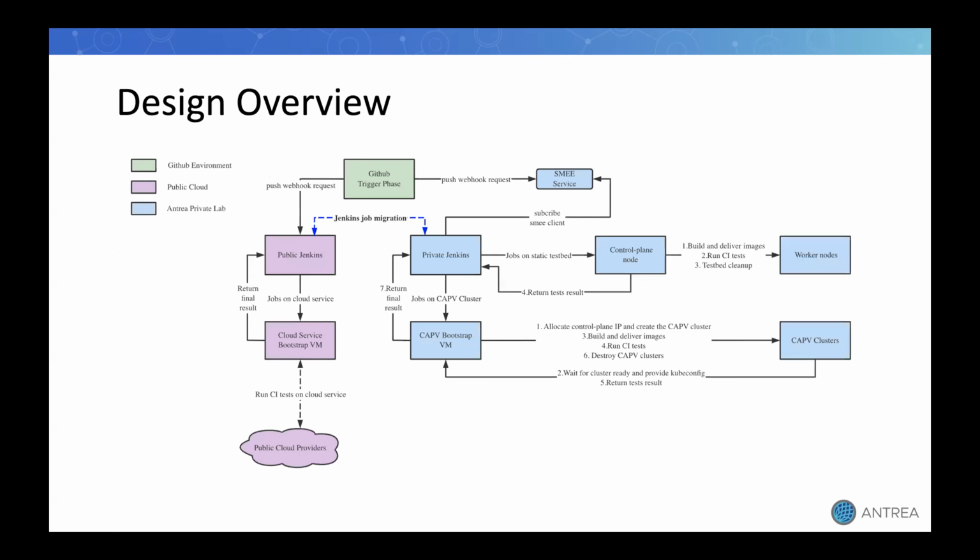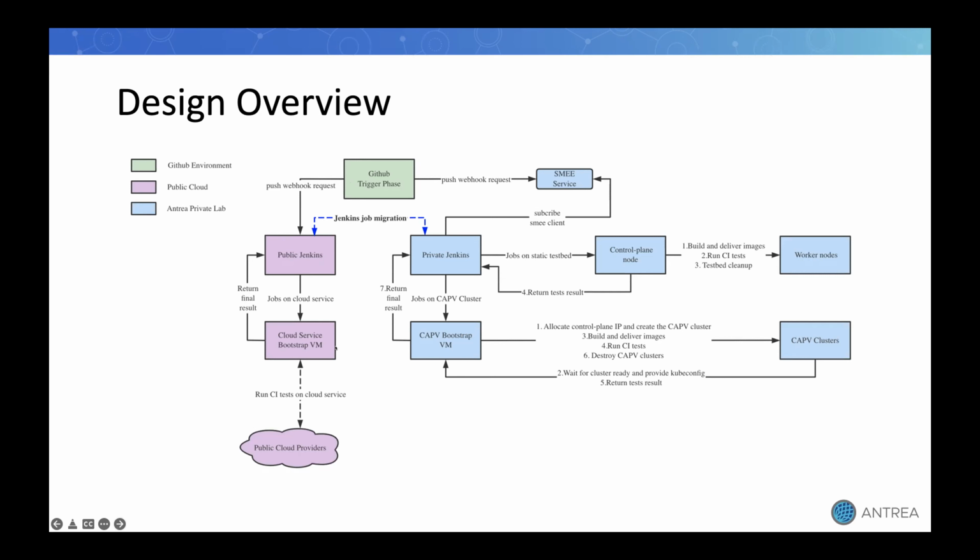Okay, so let's move to the design overview. From this diagram, you can see both the CI workflow and our CI testbed situation. The nodes with purple color are our previous Jenkins host running on public cloud. The blue nodes, on the contrary, are our private testbed running on the Antrea private lab. For previous usage, the user triggers a test on GitHub, and GitHub sends the webhook request directly to the Jenkins host, and Jenkins runs the CI task on the Bootstrap VM.